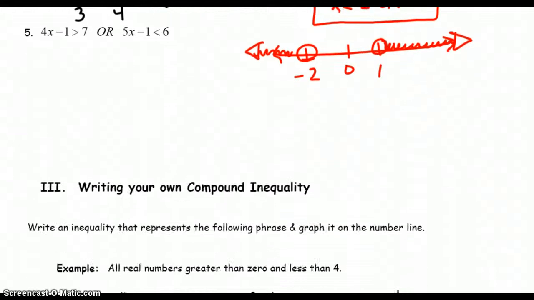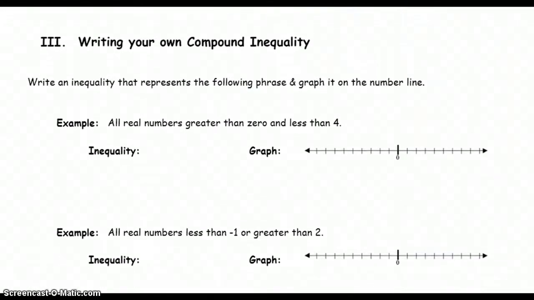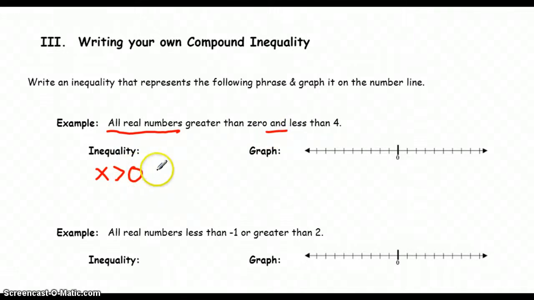All right, let's scroll down. Writing your own compound inequality. Let's go ahead and write an inequality that represents the following phrase and graph it on the number line. All real numbers. Remember that this is our phrase that represents our variable. So we want all real numbers that are greater than 0. So all real numbers greater than 0. And now you can write the word and in between, less than 4.